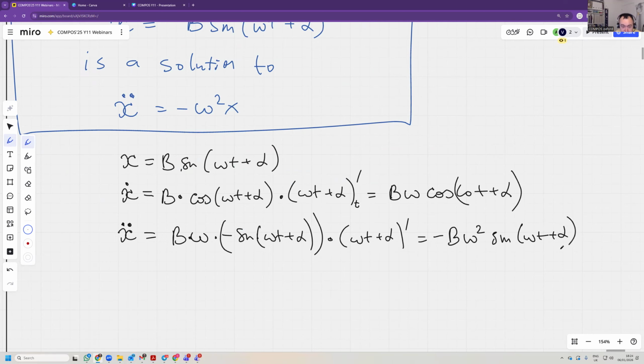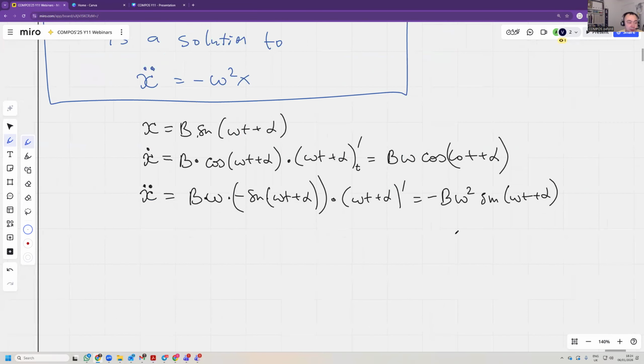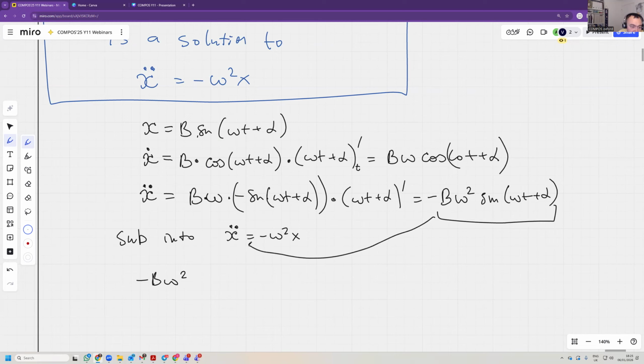minus b omega squared sine omega t plus alpha. And if I substitute that into x double dot equals minus omega squared x, I get minus b omega squared. So x double dot is that, right? So this goes in here. Minus b omega squared sine omega t plus alpha equal minus omega squared multiplied by x, and x is b sine omega t plus alpha.